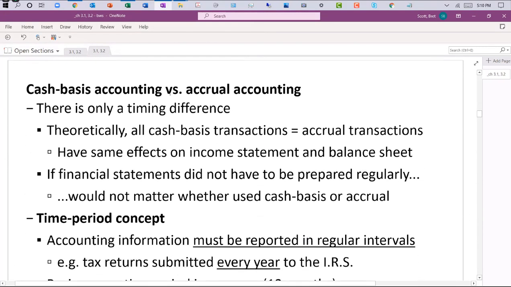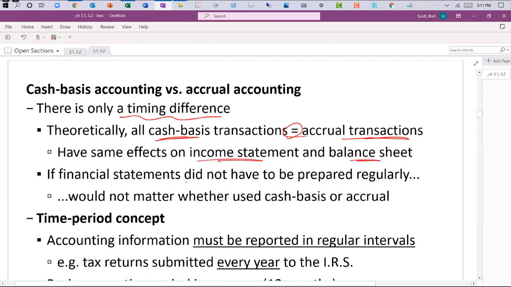The thing you need to know about accrual versus cash basis accounting is that there's really only a timing difference. Ultimately, theoretically, all cash basis transactions equal accrual basis transactions as long as we give enough time for the cash to settle out. It's a timing thing. Sometimes cash comes later, after the event, sometimes it comes before the event. But given enough time, eventually cash will move, it will all be settled out, and accrual basis accounting effects will equal cash basis accounting effects. In other words, it'll have a similar impact on the income statement or the balance sheet.